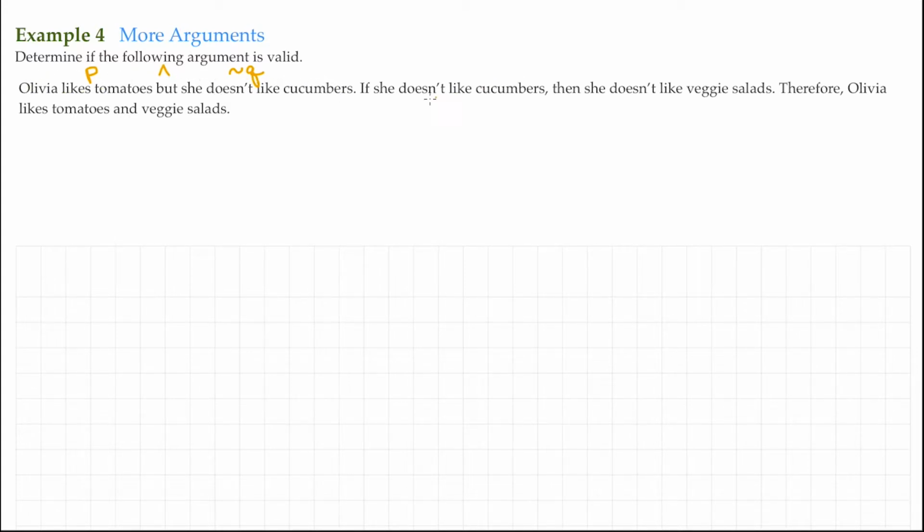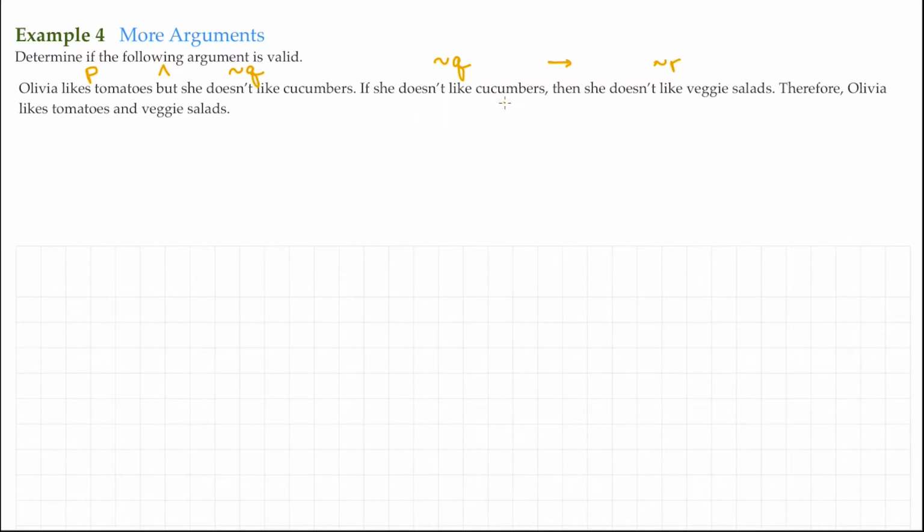Our second premise, if she doesn't like cucumbers, so you can see that that's a not Q. If not Q, then she doesn't like veggie salad. So we've got a third simple statement here, and it's going to be a not R.